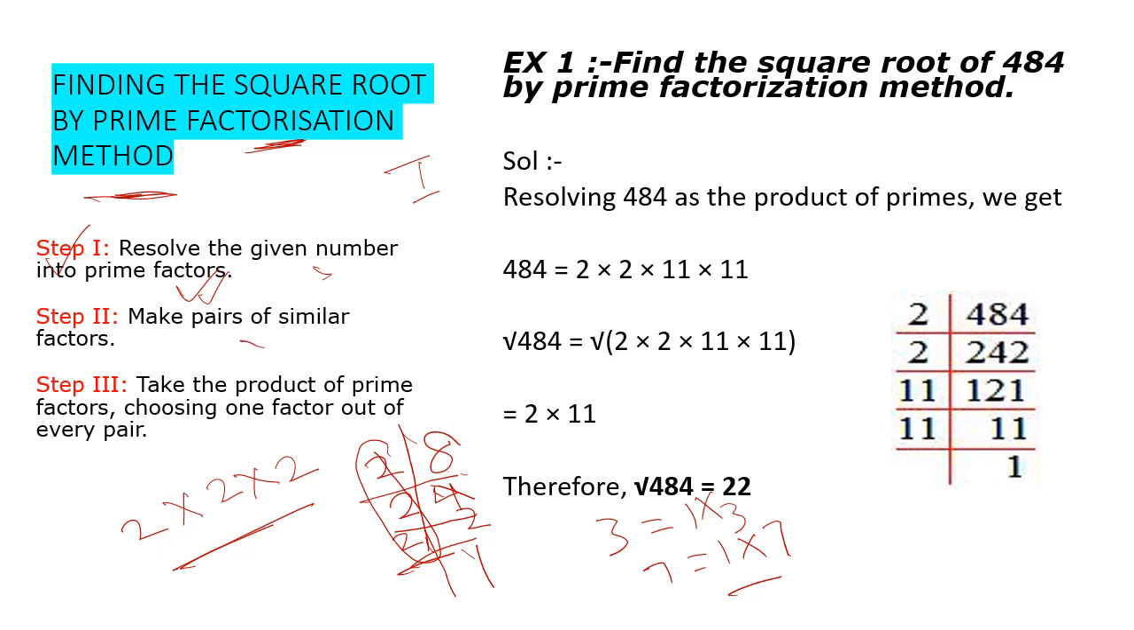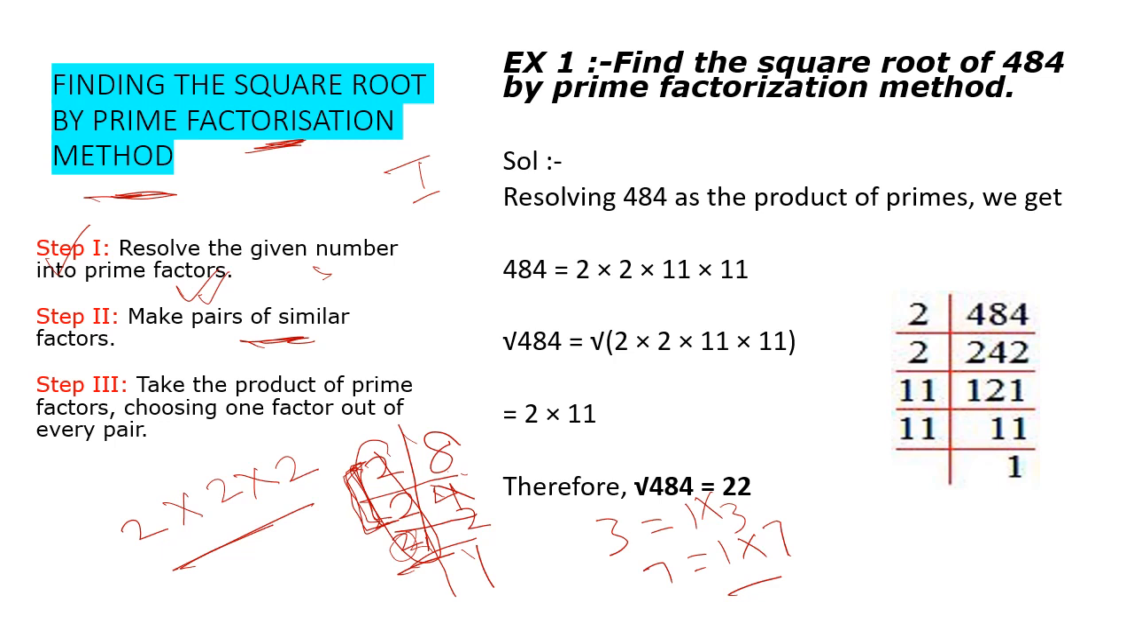Then you have to make pairs of similar factors. For example, here I can make a pair, which means you have to group two numbers. A pair is always of two numbers. So one 2 can be taken as one group and this other 2 remains left out. Like this, whichever factors are the same, you have to make a pair.